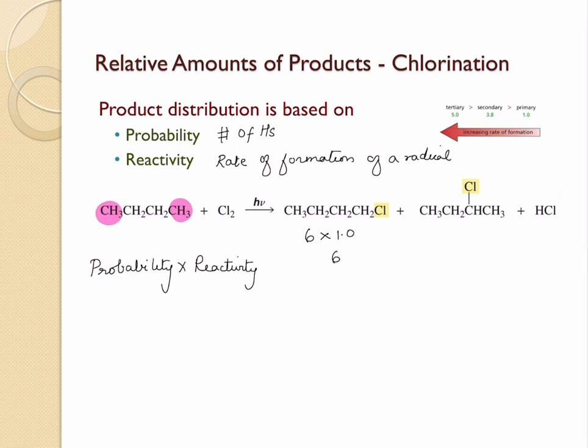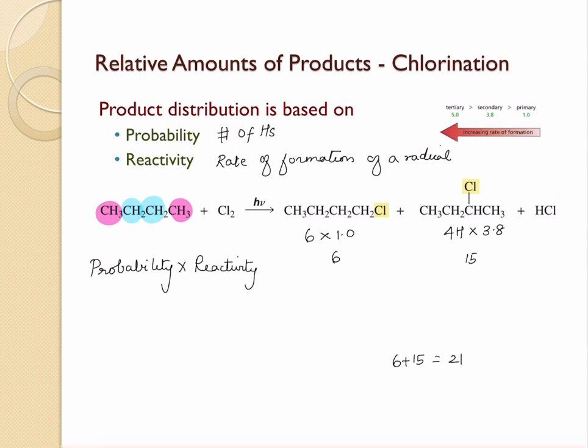And similarly for 2-chlorobutane, this number is actually going to be 4, because there are 4 hydrogens that can be substituted for the chlorine, and the relative reactivity of the secondary radical here is going to be 3.8, because when you remove one of these hydrogens, that's going to create a secondary radical, and when you multiply these numbers together, it's going to be 15. So on the whole, the total amount of all the alkyl chloride products that is obtained here is going to be 21, which is 6 plus 15.